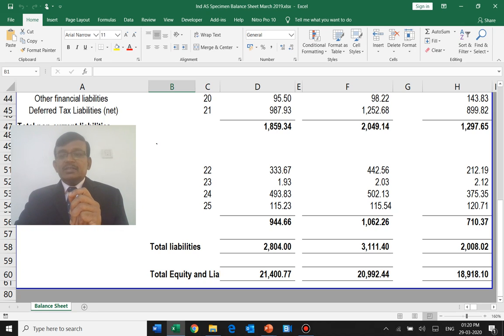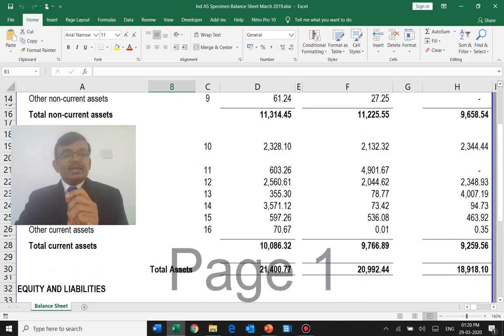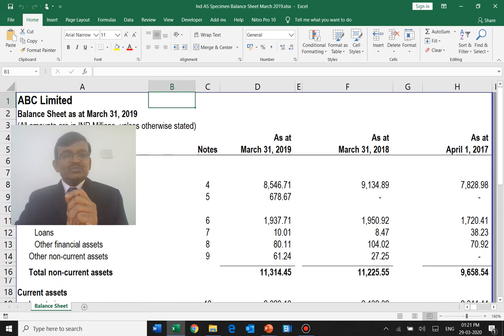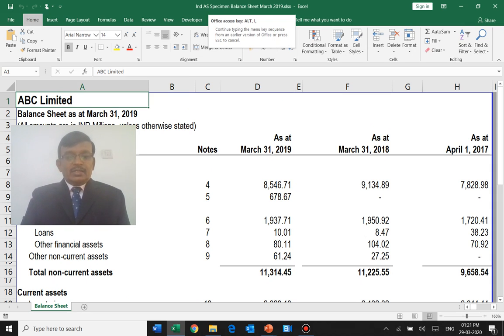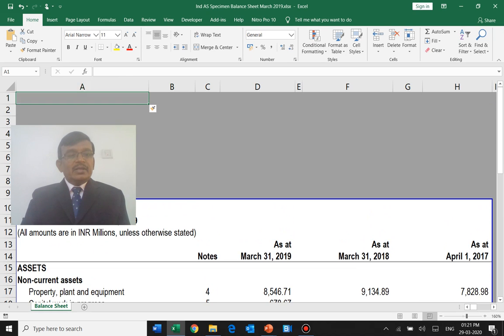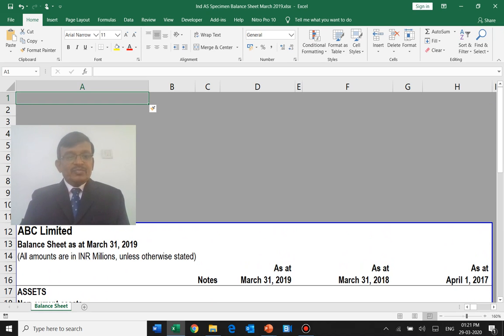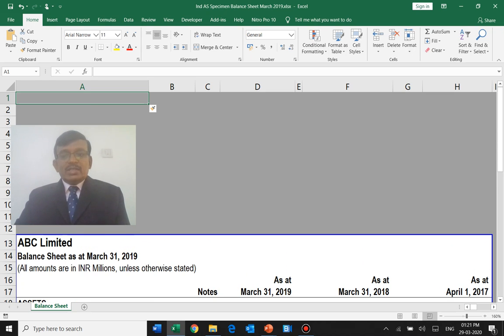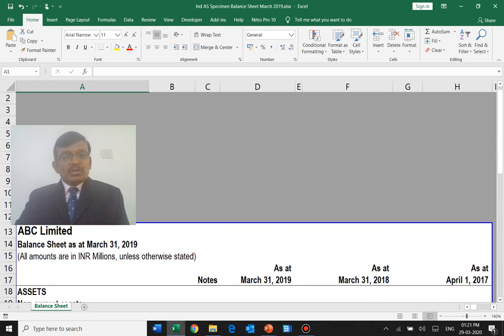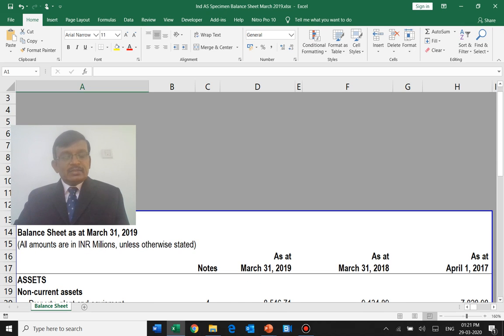Let us take a quick view of the various line items of this assets and liability statement. For example, if I am talking about a balance sheet, what does it mean? I am talking about a balance sheet with non-current assets. So we should understand what you mean by current asset and what you mean by non-current asset. So we will discuss further in this.